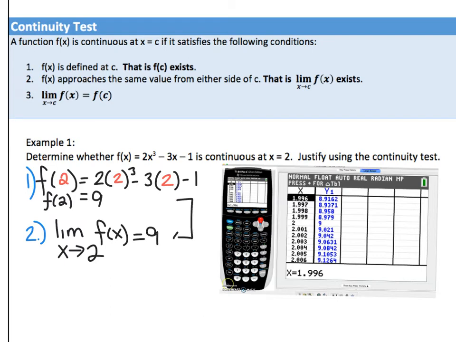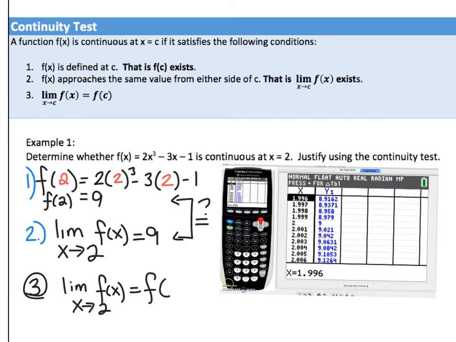So the third part of the continuity test is just saying, does part 1 equal part 2? And it does. We can say that the limit of f of x as x approaches 2 is equal to the same value as f of 2. So it is continuous. Therefore, it's continuous at x equals 2.